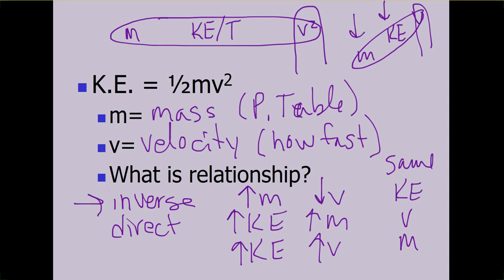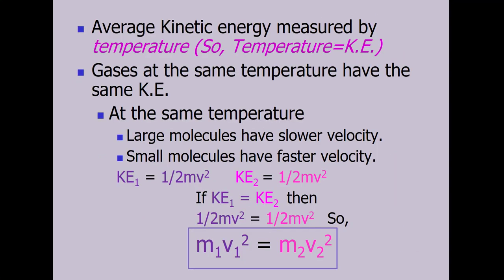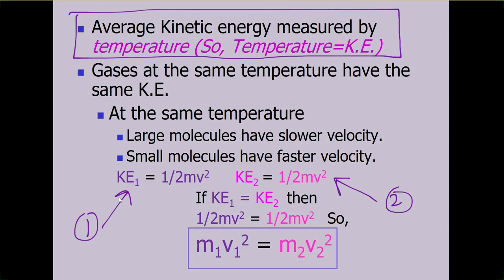So inverse between mass and velocity, and then a direct relationship between kinetic energy and mass, and between kinetic energy and velocity. This is the first example that I gave you, showing that the equation, you can rearrange it and have situation one with your first molecule, and here's my second molecule. And if the temperature is the same, then my kinetic energy is the same. The average kinetic energy is measured through temperature. So that's why I have the T and the KE in the middle together, because that's how you measure kinetic energy, with the temperature.